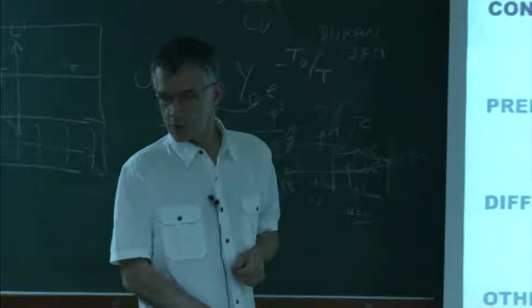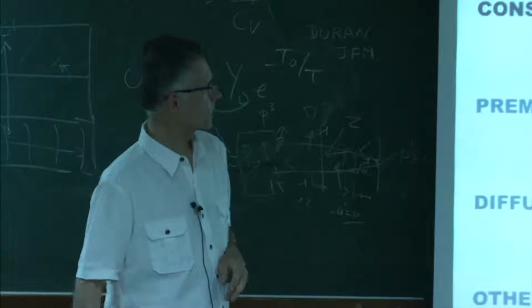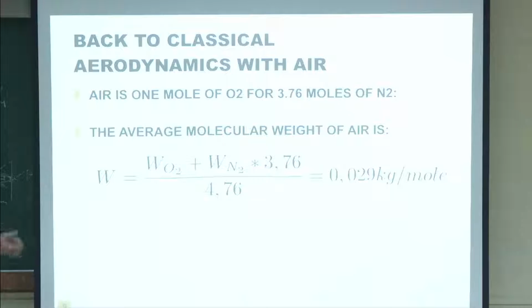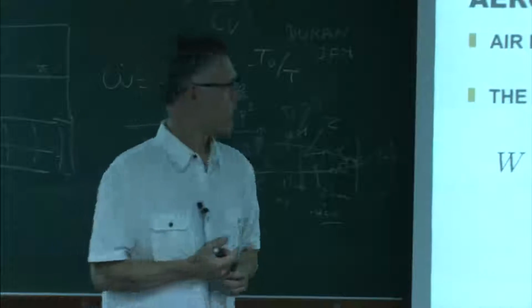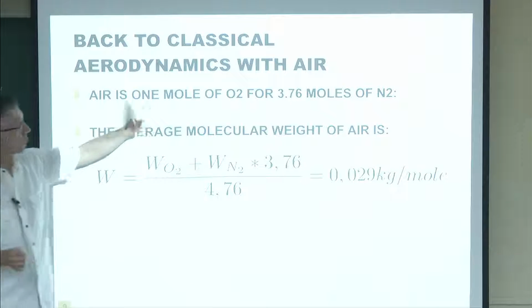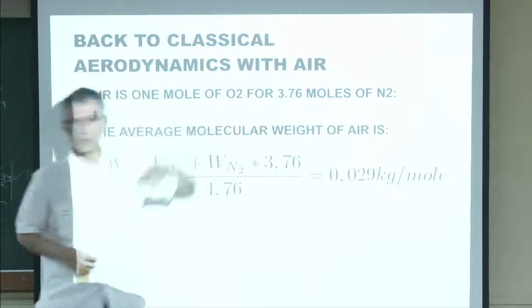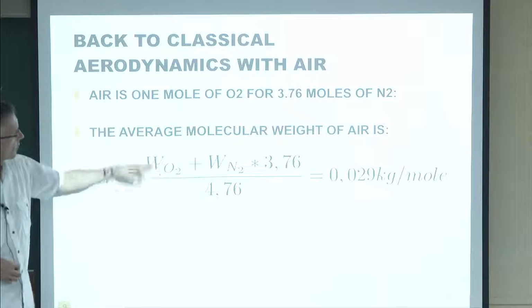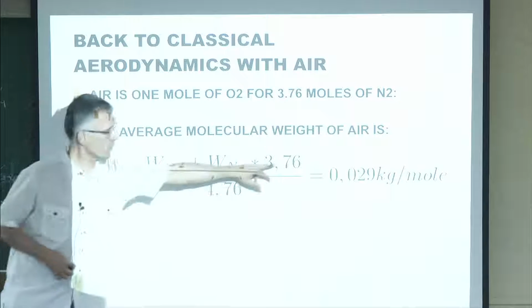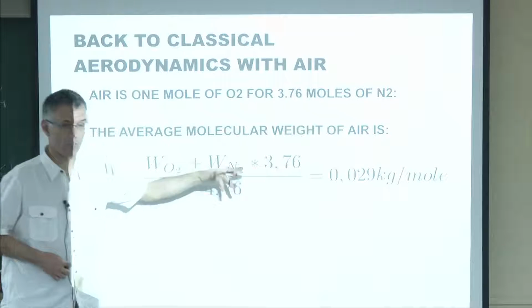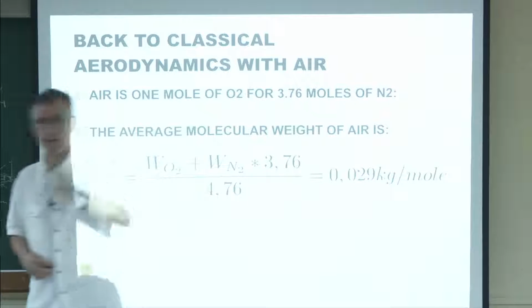So I'm going to go fast here because we have described that before. I just want to start with the conservation equations. This has been mentioned this morning. I just want to go back to people here in the room who are doing classical aerodynamics for aircraft. Just to remind you that if you're computing the flow around an aircraft, you're talking about air. Air is usually 1 mole of O2 for about 3.7 moles of N2, which means that the molecular weight of air is the molecular weight of O2 plus 3.7 the molecular weight of N2 normalized by 4.76 because you have 4.76 moles, and that's, you know, the famous 28.8 grams per mole.